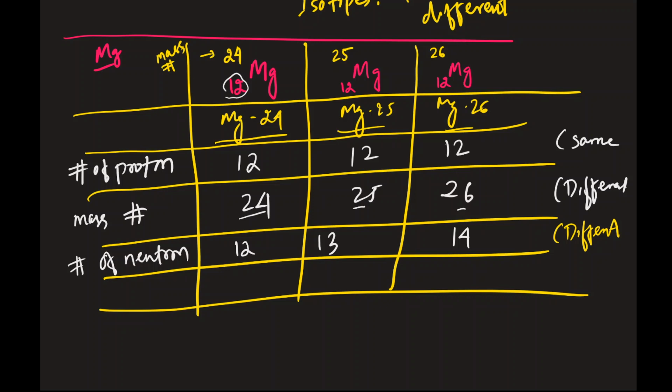Are we good so far? Can you find the electrons? Electrons do not change, right? If the atom is neutral, the number of protons should be equal to the number of electrons. So that should not change. It's still going to be 12, 12, 12. It stays the same.